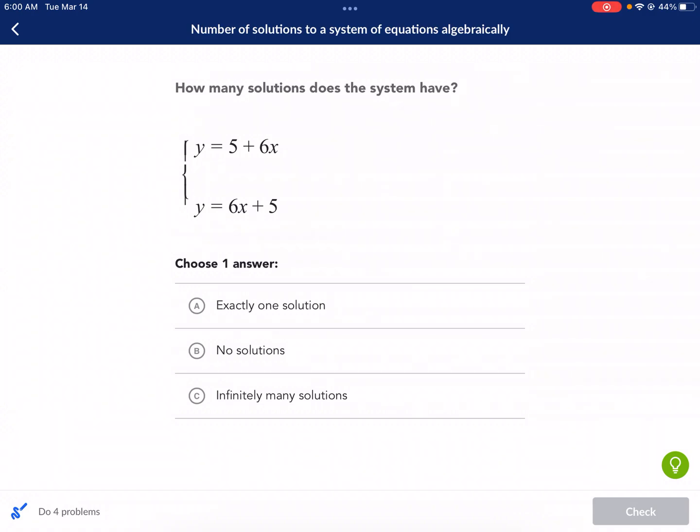Hi, this is Mr. West, and today we're doing a Khan Academy tutorial on number of solutions to a system of equations algebraically.